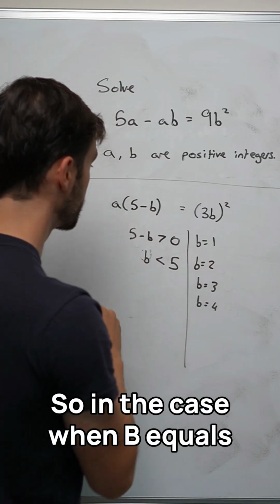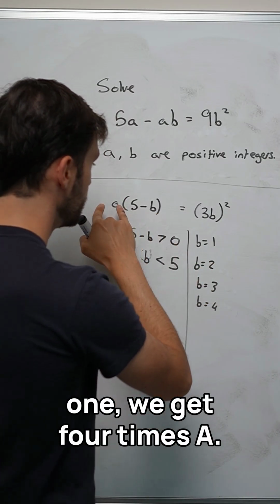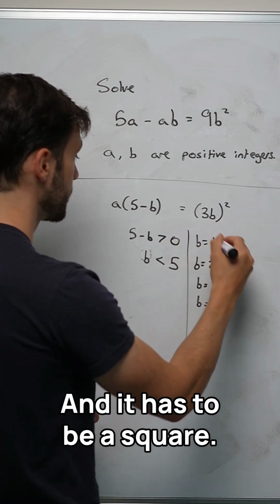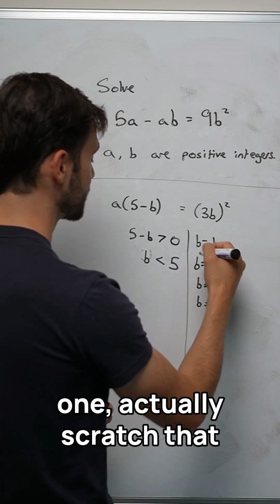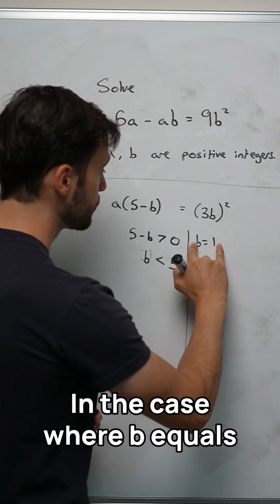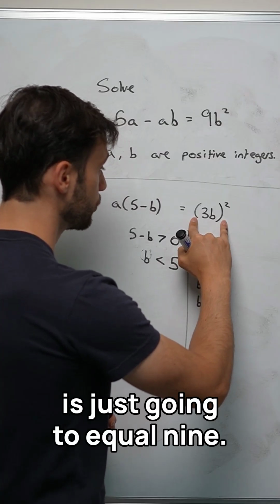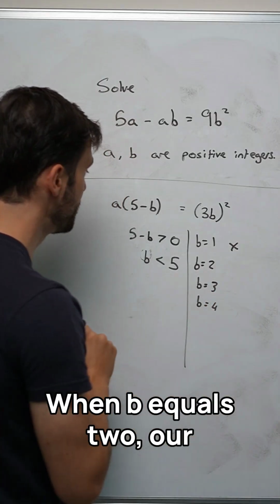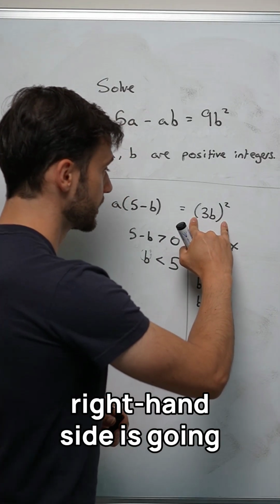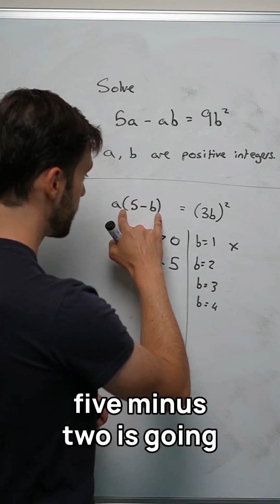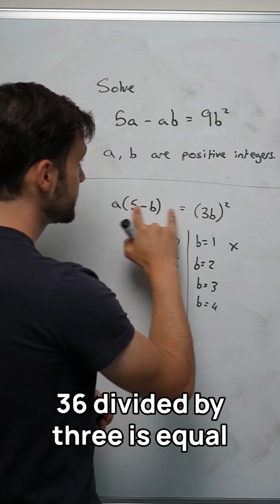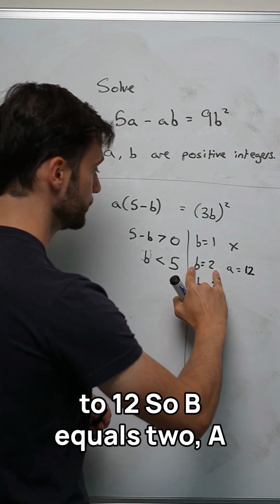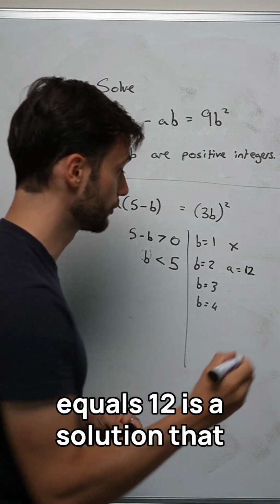So in the case when b equals 1, our right-hand side is just going to equal 9, and we get 4 times a. 4 times anything will never equal 9, so that's not going to work. When b equals 2, our right-hand side is going to equal 36, and then this 5 minus 2 is going to equal 3. 36 divided by 3 is equal to 12. So b equals 2, a equals 12 is a solution that does work.